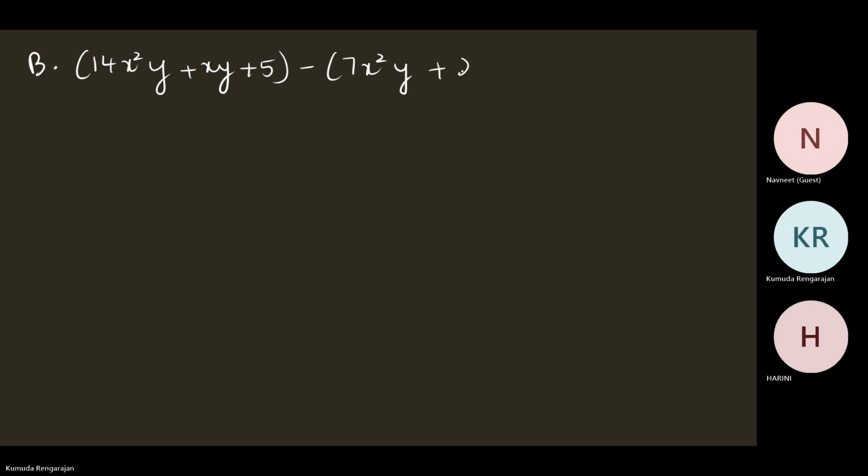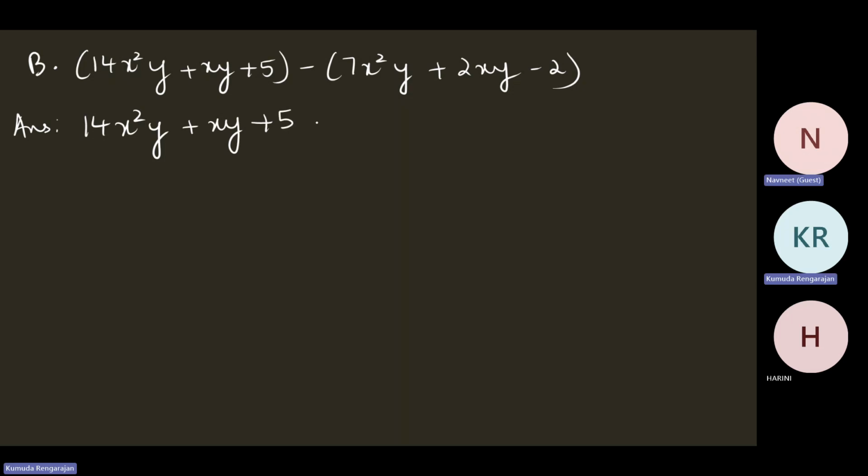Okay, next one. Same question, question number 2b. Now this we should do it faster. Yeah. Fast. Tell me. 14x square y plus xy plus 5.